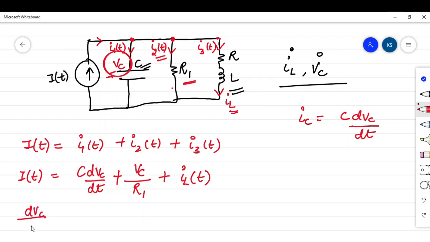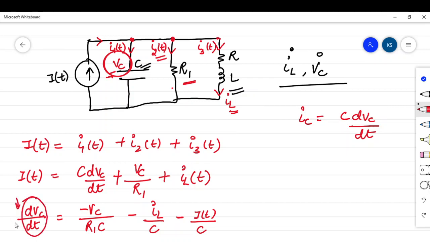So dVc by dt is now equal to minus Vc by R1C minus IL by C plus I(t) by C. This is the first derivative of the state variable Vc. Now we are interested in finding dIL by dt.